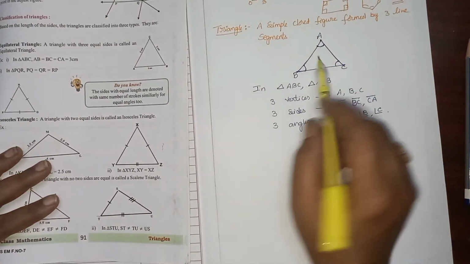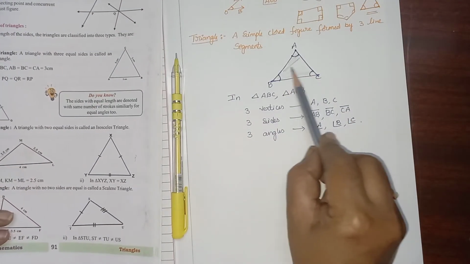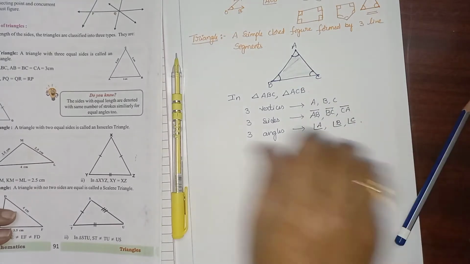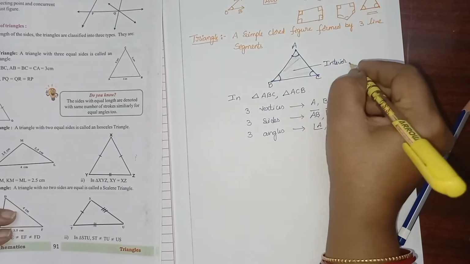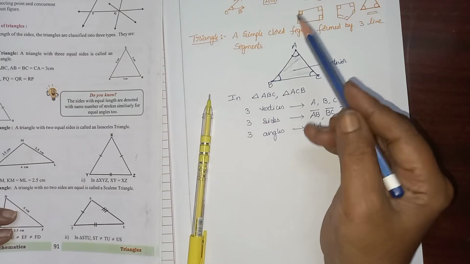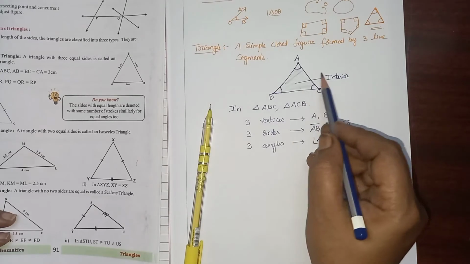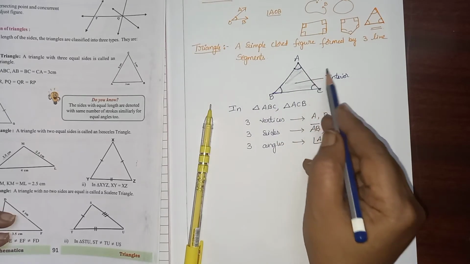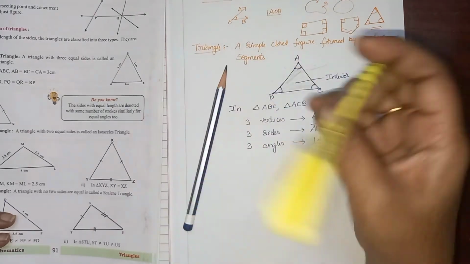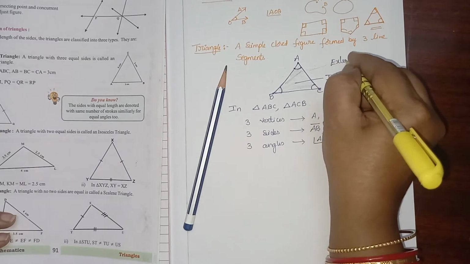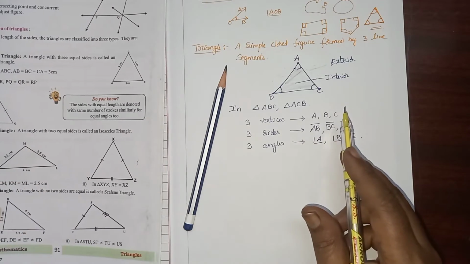Now, what is inside? This is the inside of the triangle. The inside of the triangle is called the interior. Interior of the triangle. A triangle divides the plane into three parts: inside, outside and on the boundary. Outside is called the exterior. Inside is called interior, outside is called exterior. Okay, children.